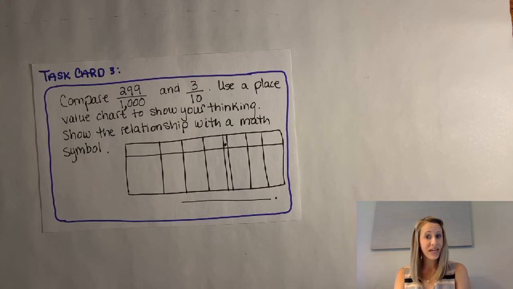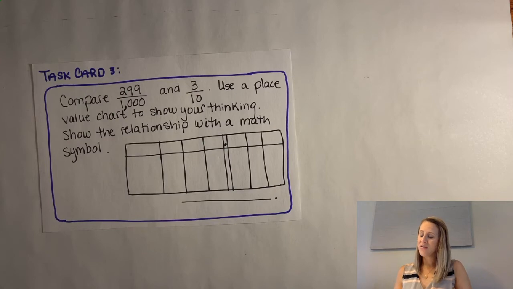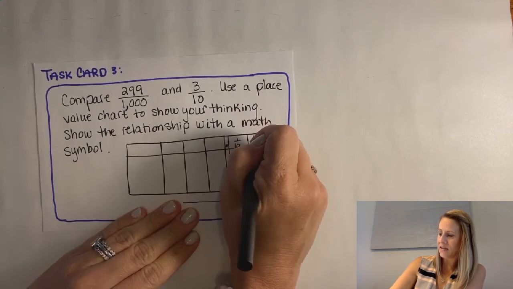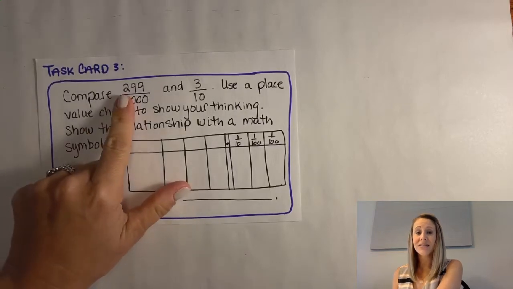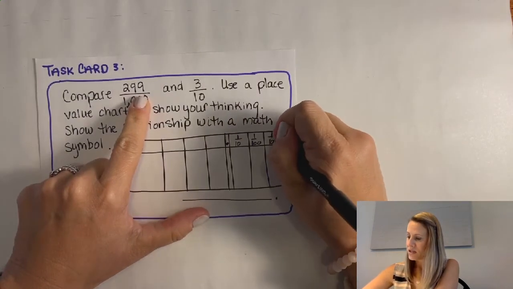Okay, I'm going to go ahead and use my place value chart. The task asked me to compare 299 thousandths and 3/10. I'm to use the place value chart to show my thinking, and I want to show the relationship with a math symbol in the space provided at the bottom. Okay, so I know that this is my tenths place, hundredths place, and thousandths place. I know I need the whole number 299 to land in the thousandths, so that very last place in my chart. So I'm going to kind of go backwards.